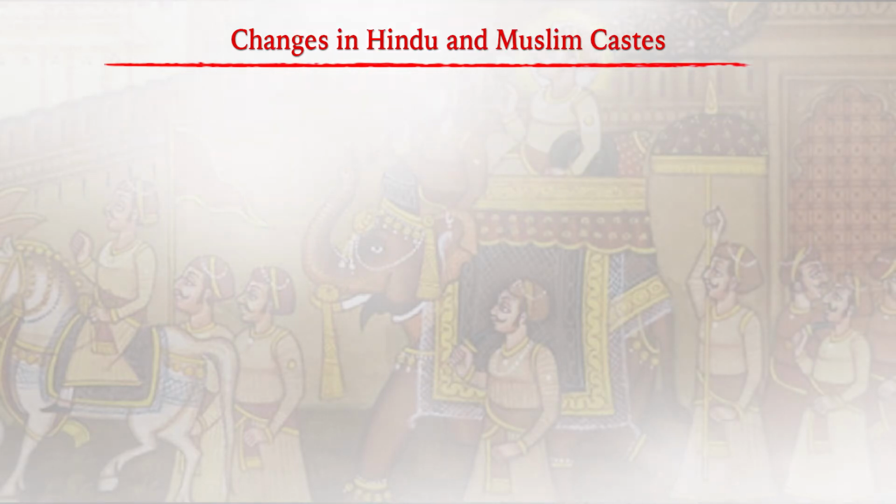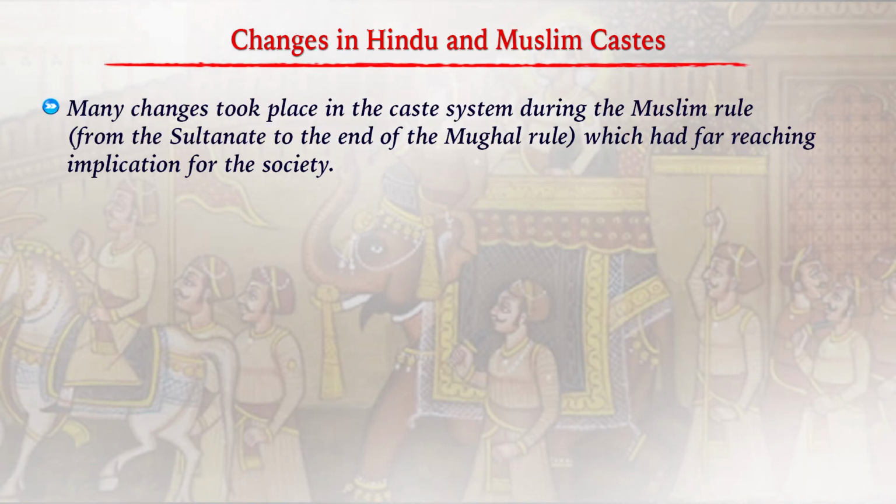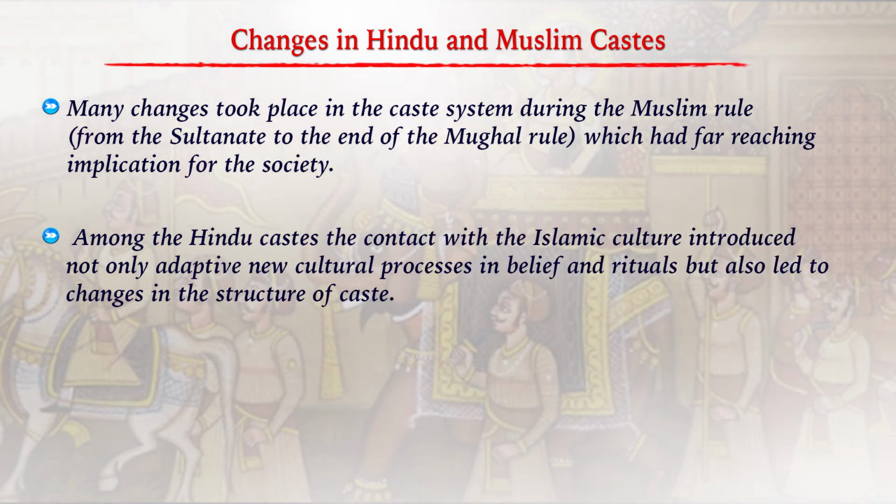Now let us study the changes in the caste related to the Hindus and Muslims during this time period. Many changes took place in the caste system during the Muslim rule, that is from the Sultanate to the end of the Mughal rule, which had a far-reaching implication for the society. Among the Hindu caste, the contact with Islamic culture not only led to new cultural processes, beliefs and rituals, but it also led to changes in the structure of caste.